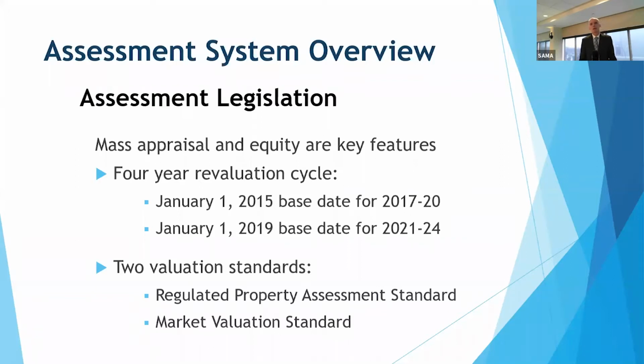Mass appraisal and equity are key features of the system, and we're going to talk about that. We have a 4-year revaluation cycle. So at the end of 2020, the current cycle will be ending, and we're moving into a new cycle in 2021. And with that, we're changing base dates. So we're going from a January 1, 2015 base date and updating all our values by 4 years. So all the values that you see coming out to the local municipality for the 2021 roll reflect a point in time, and it's January 1, 2019. And that will be updated in another 4 years to capture the economic growth or change in property.